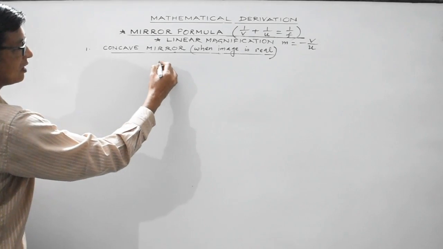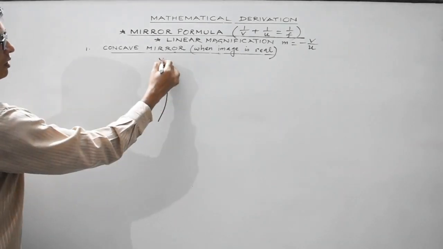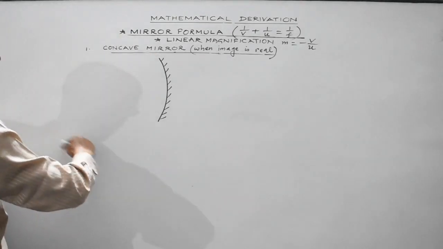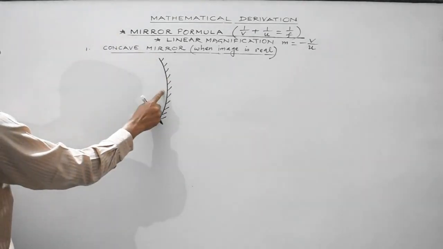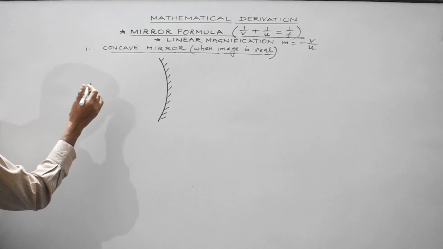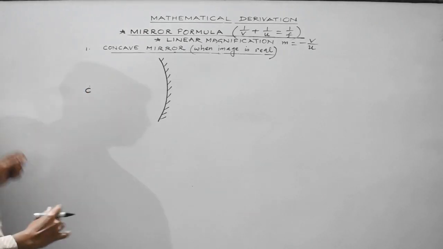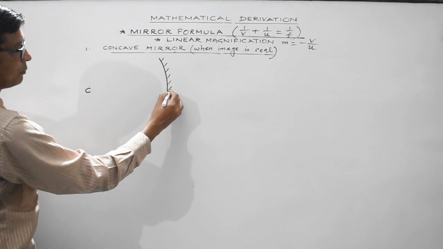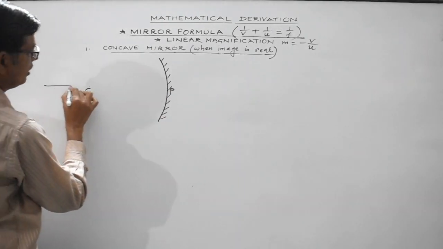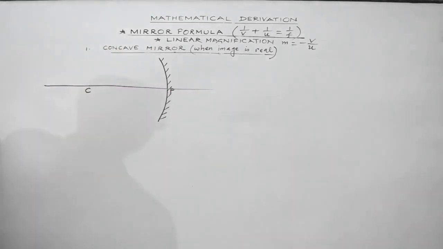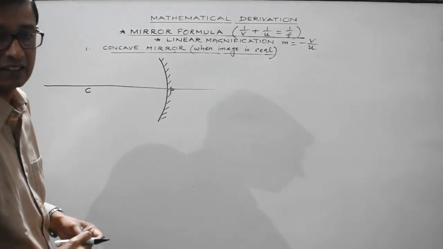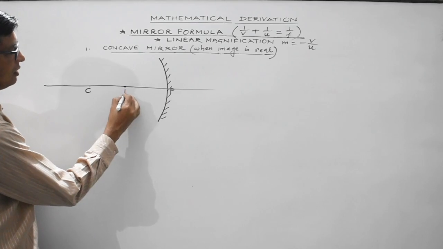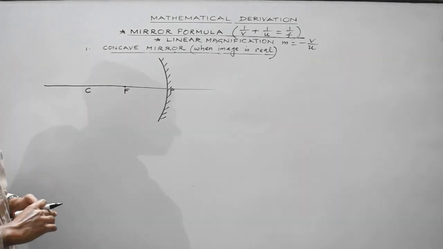Let's draw the ray diagram first. This is a concave mirror. As you all are aware, it's a part of a hollow sphere and its reflecting surface is towards the center of the hollow sphere of which it forms a part. The center of the spherical mirror is known as the pole. The line joining the pole and the center of curvature is the principal axis. Exactly the central point between P and C is the focus, right?